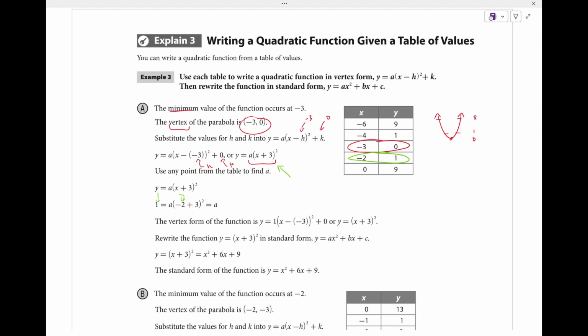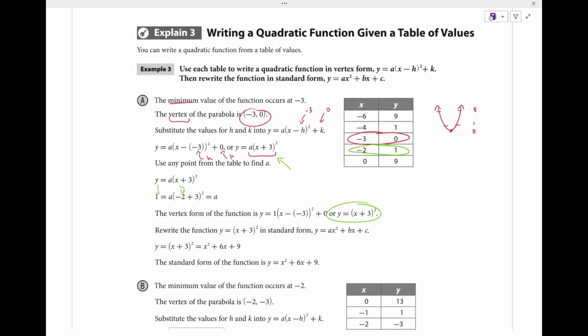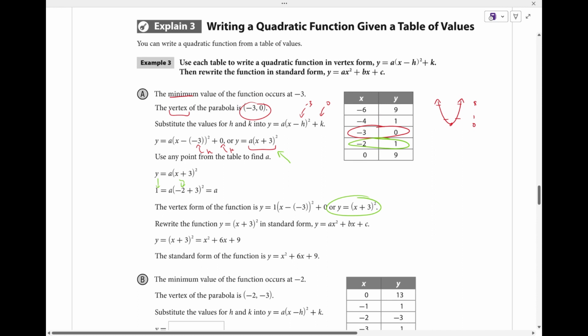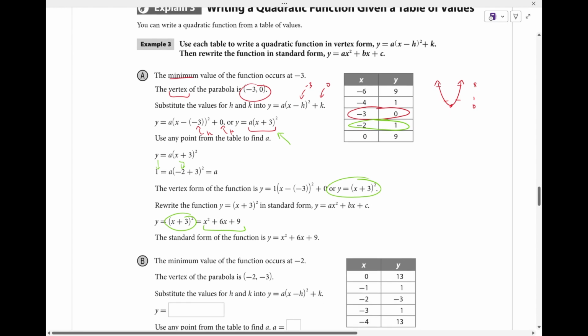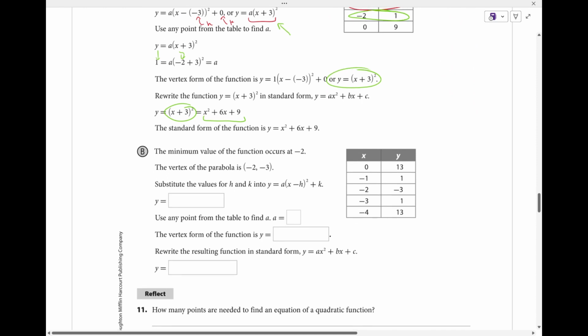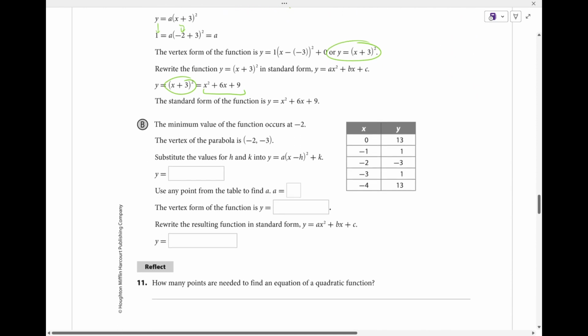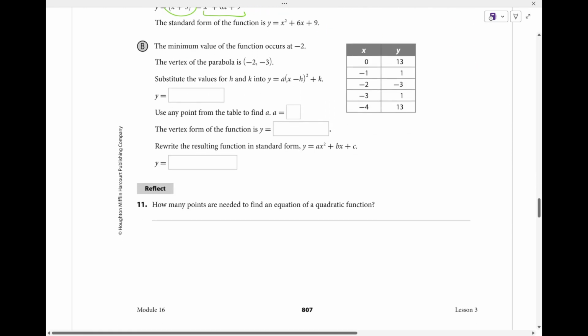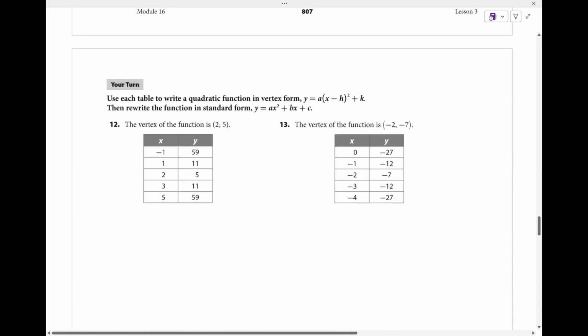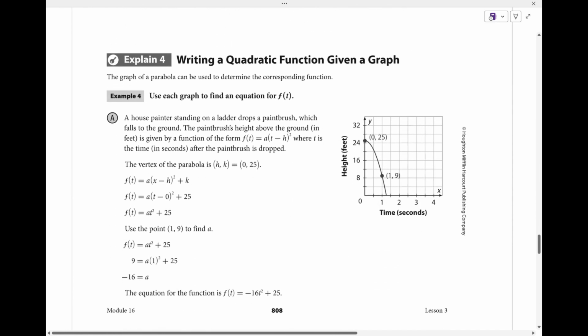So the vertex form is, they plugged in a is 1 here, so that you get that one. And if you want to change that to standard form, do the same process as before. Just expand this and change it until you have separate terms: x squared term, x term, and then just your c value. Part B is good practice. You should do that as well. 12 and 13 are good.